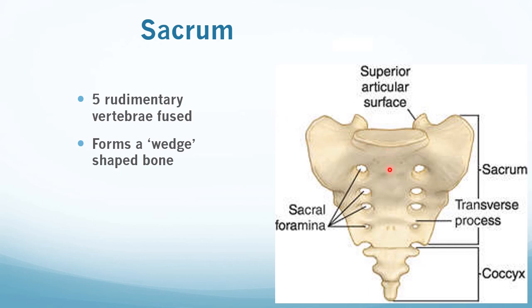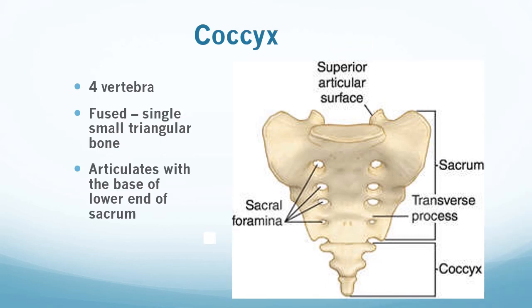The sacrum is characteristic, formed of 5 fused vertebrae together, like this, and this is the coccyx. The coccyx may be formed from 2 to 5 vertebrae, 2 or 3 or 4 or 5, fused into a small triangular part here. This is called the coccyx, which articulates with the sacrum here.